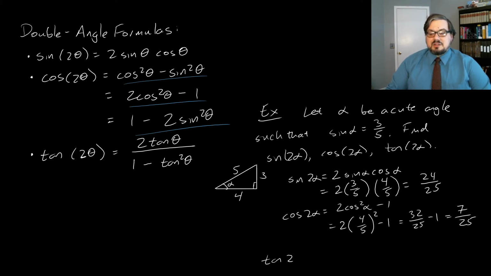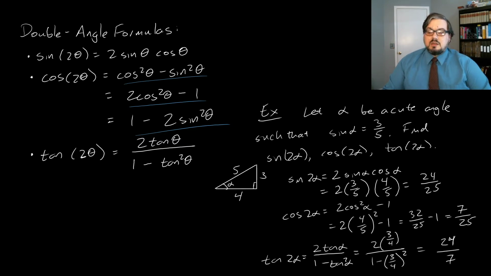And then tangent of 2 alpha will be 2 times the tangent of alpha over 1 minus the tangent squared of alpha. So this gives us 2 times tangent of alpha, which is 3/4, over 1 minus tangent squared, which would be 1 minus 3/4 squared. And when you work all this out, you wind up with 24 over 7. Of course, once you'd figured out cosine of 2 alpha and sine of 2 alpha, you could also have just calculated the tangent of 2 alpha as the ratio of sine over cosine.